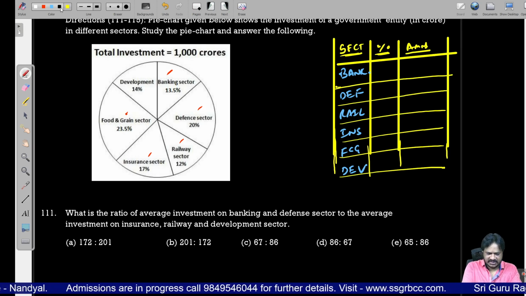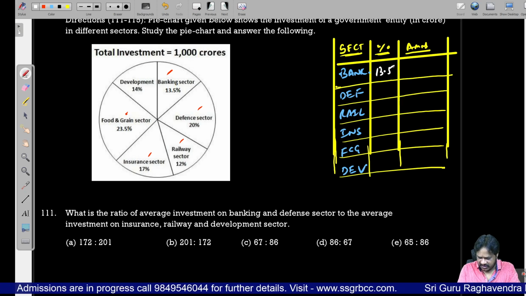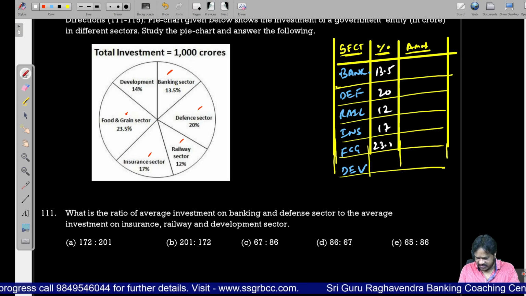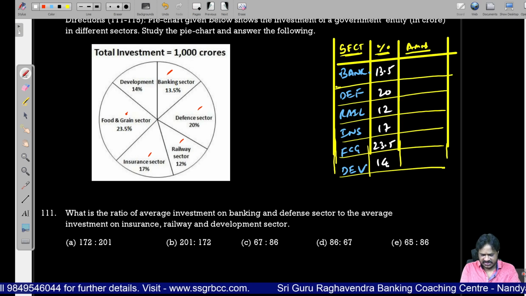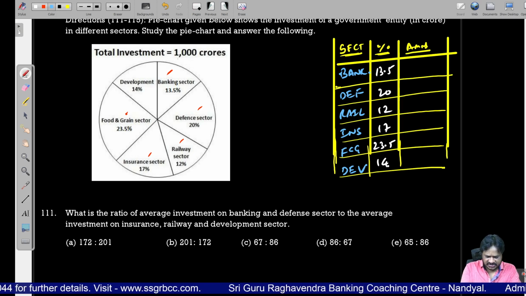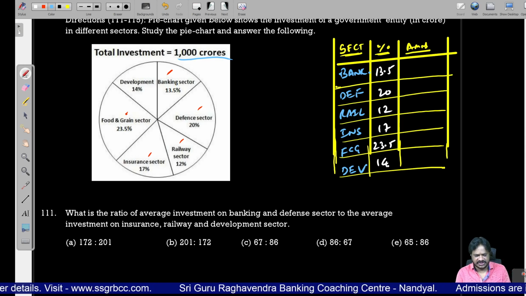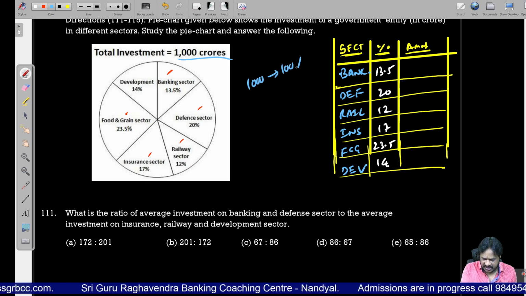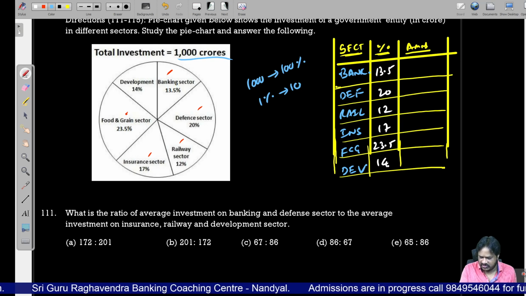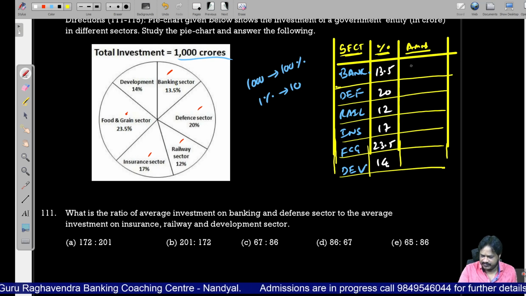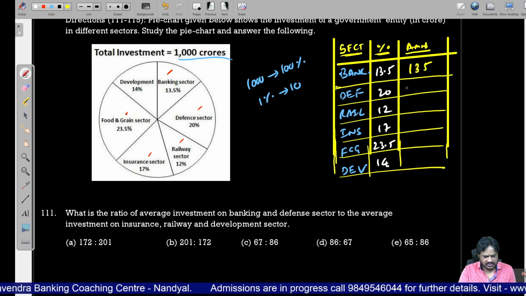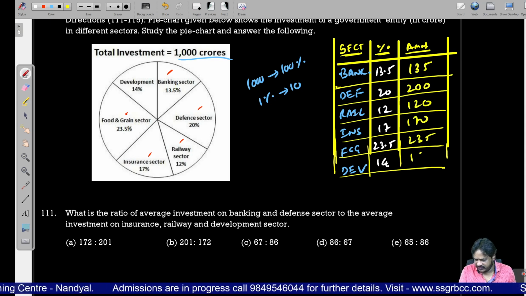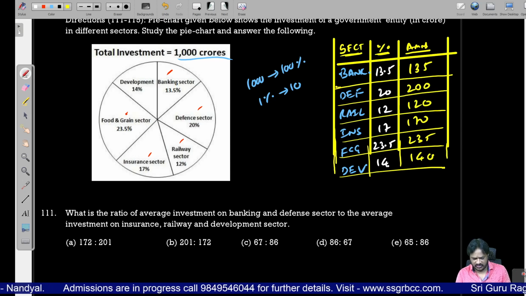The sector percentages given are 13.5, 20, 12, 17, 23.5, 14. The total is given as 1000 crores, so 1000 crores is 100%. Therefore, 1% equals 10. So the values, multiplying by 10, are 135, 200, 120, 170, 235, 140. Now, let us move to the questions.